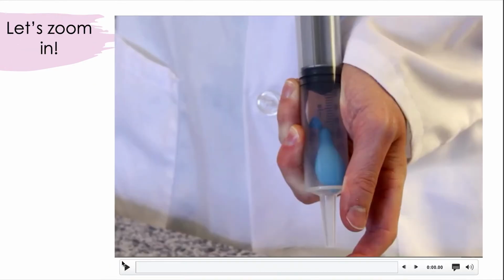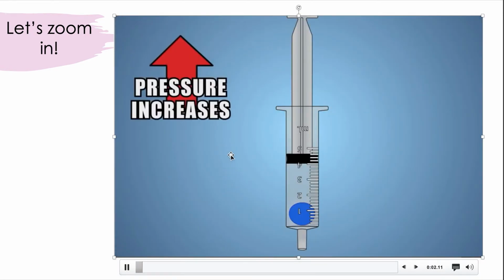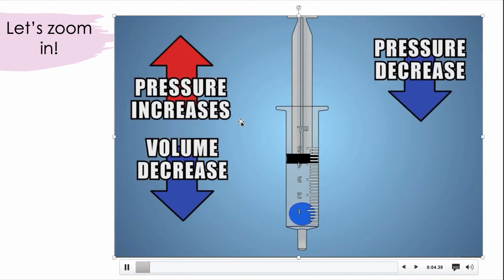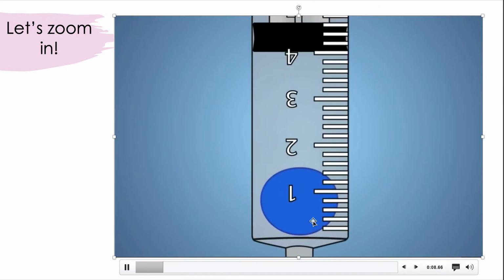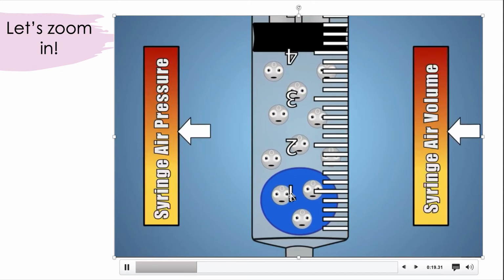So let's zoom in real quick, and this will help you visualize what's happening at the microscopic level. Here we're talking about the inverse relationship between pressure and volume. When we zoom in, we see that there are actually oxygen molecules inside the syringe. Like I mentioned before, the balloon is just for visual effect to see what's happening.